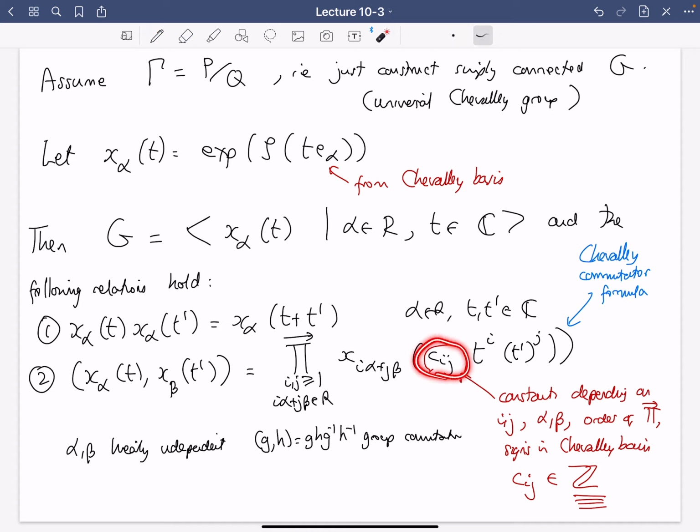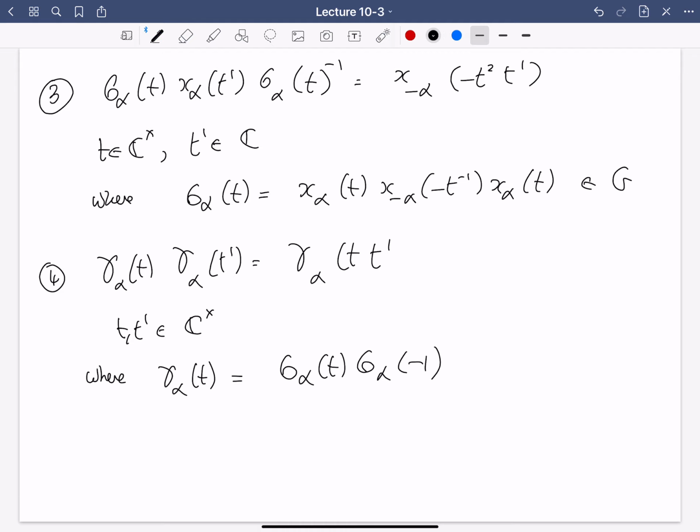And they're slightly scary, those scalars c_ij, but they're integers. So you make all these choices over the complex numbers, and then you get out this bunch of integers c_ij, so that these group commutators in this Chevalley group satisfy this Chevalley commutator formula. Okay, so there's our Chevalley group. It's got its generators, and I've written down relations 1, 2, 3, 4.